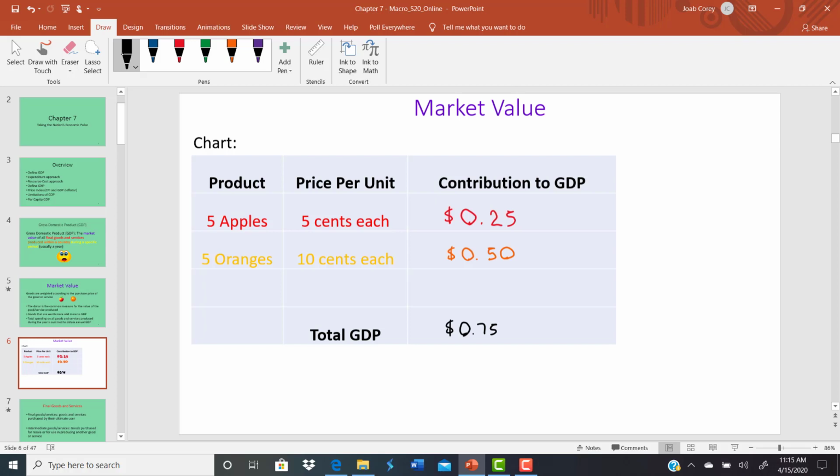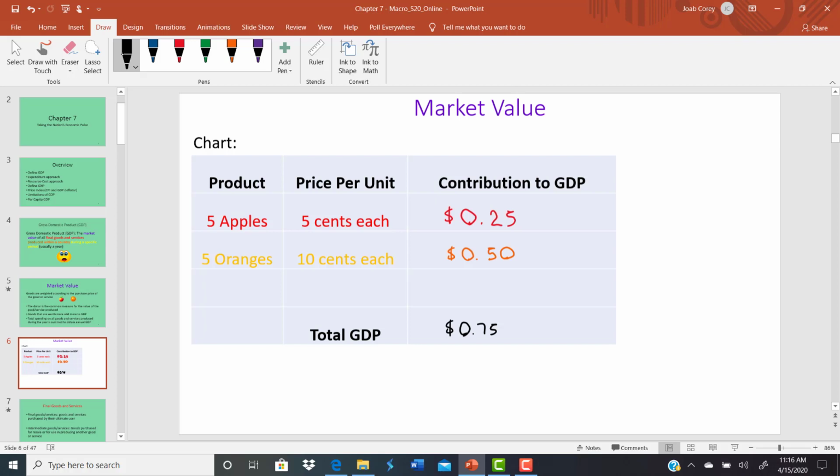So again, we notice that we've converted both of these goods into a common denominator, which is a dollar amount, when we add up their contribution to GDP. Notice that oranges, which are being sold for 10 cents, which is more than what apples are being sold for at 5 cents each, are adding more to GDP than apples are, even though we produce the same amount of each. Because oranges are worth more, they're adding more to our GDP, even though we produce 5 units of oranges, just like we produced 5 units of apples.